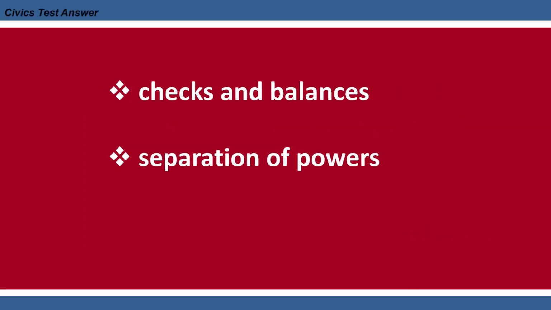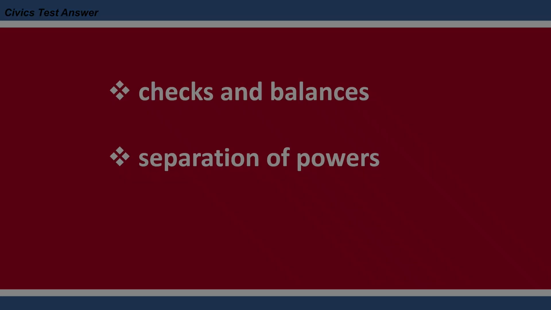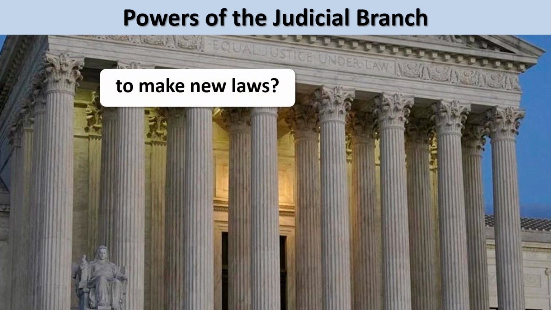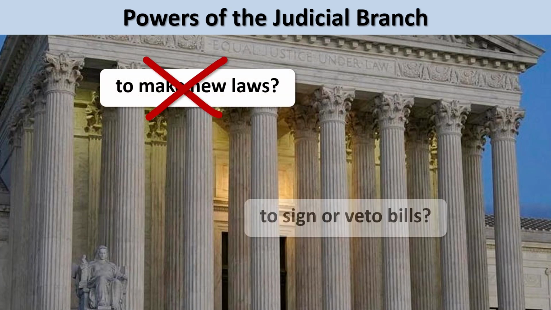Checks and balances. The system of checks and balances and the principle of separation of powers both work to stop one branch of government from becoming too powerful. The judicial branch does not have the same powers as Congress or as the president. Unlike Congress, the courts do not make new laws. Unlike the president, judges do not sign bills into law or veto bills.